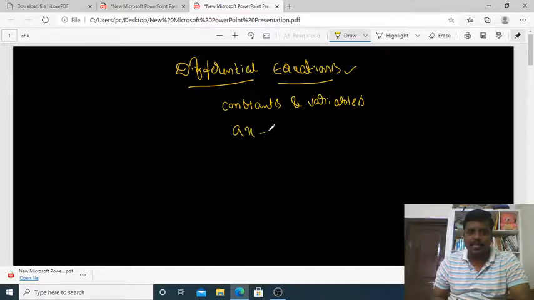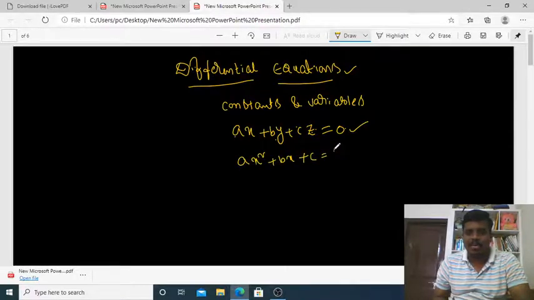Suppose ax plus by plus cz. This is an algebraic expression. a, b, c are constants, x, y, z are variables. This is equal to 0. This is an equation. Suppose ax square plus bx plus c equal to 0. This is also an algebraic equation. In this equation, a, b, c are constants, x, y, z are variables.